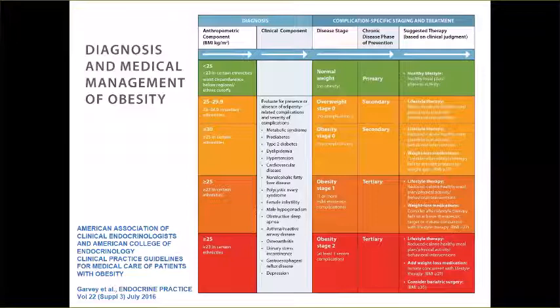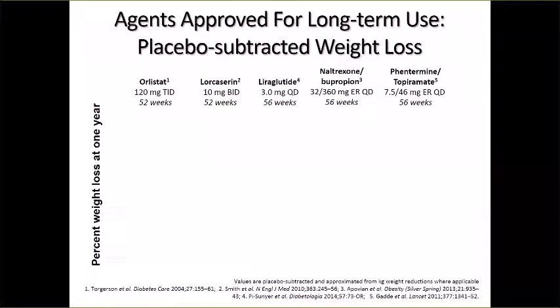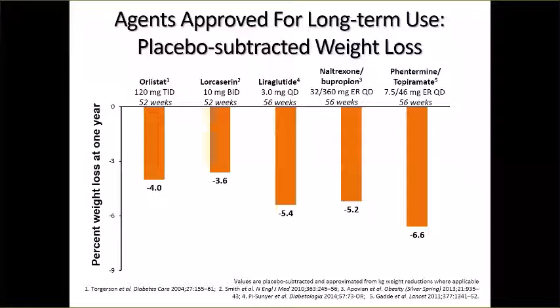These are also the folks where we're leaning towards our maximal therapy that we have available right now, which is bariatric surgery. When we talk about pharmacology, there are now a few options available for long-term use. The most potent one on the market is this combination of phentermine and topiramate.